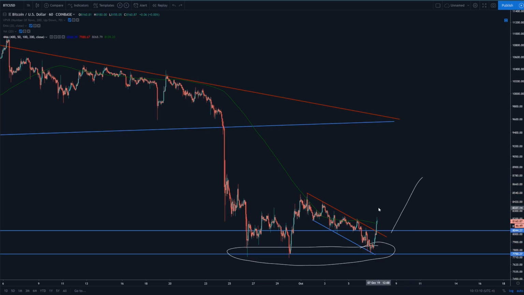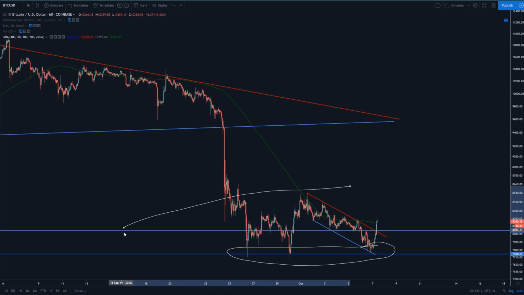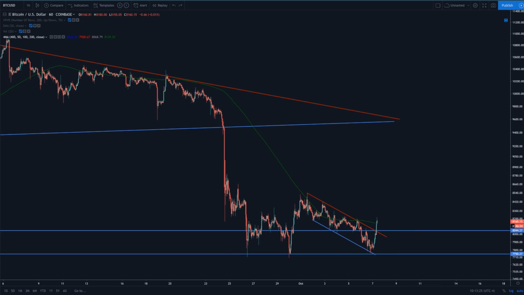But if Bitcoin does reject from the 200 DSMA, which I think it's about to come up and test, which is sitting up here somewhere, if it does reject off of this and come down, it's going to test that level of support a fourth time, and that's going to make that level of support much more likely to break, which means in the next week or two we could see a bearish breakout. But again, we're getting ahead of ourselves.